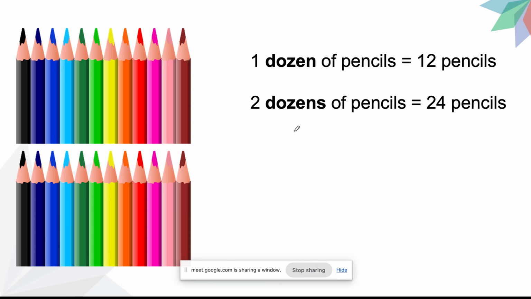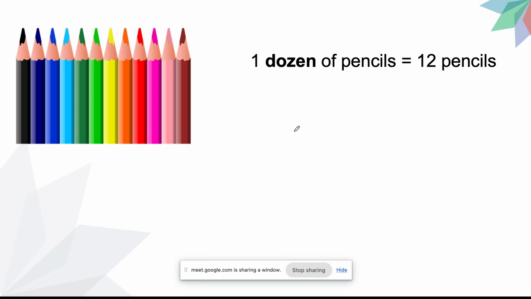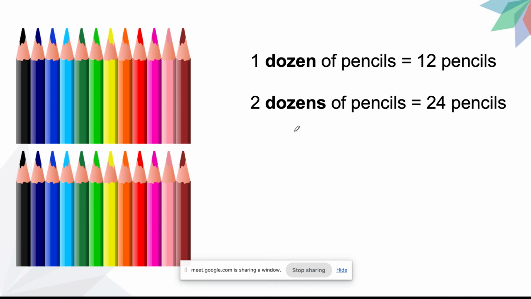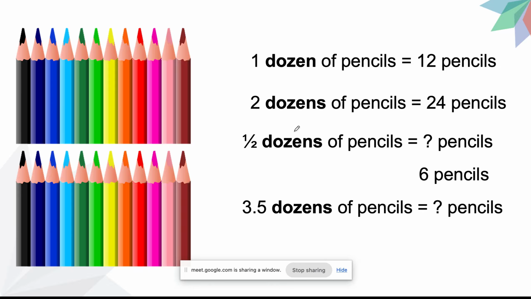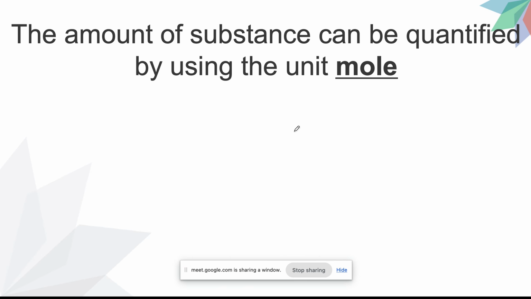So that relationship relates to the mole. When we say a dozen pencils, we get 12 pencils. If you say 2 dozens of pencils, because 1 dozen is 12, you get 24 pencils. If you say half a dozen, you get 6 pencils. Then if you say 3.5 dozens, what do you get? You get 42 pencils. Why? 1 dozen is 12, so 3 dozens will be 36, plus 6, you get 42.